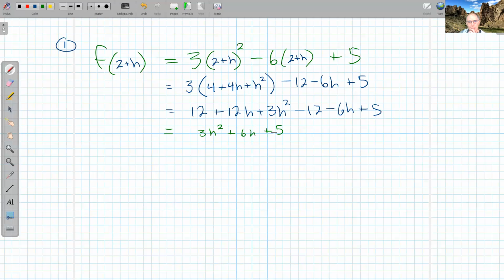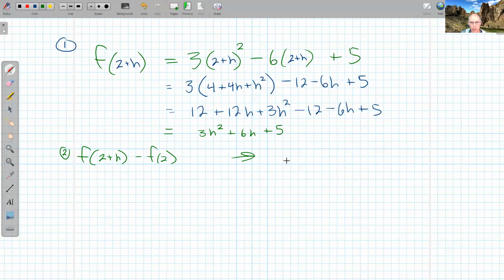So unless I made a mistake and you guys want to check my algebra on this, I get 3h squared plus 6h plus 5. Can anyone confirm that result? Evan got the same answer. Awesome, thank you, Evan. Okay, so either Evan and I have the same bad algebra or we have the same good algebra. So let's make believe it's good algebra. So second step is we subtract f of 2. So what is f of 2 here? So step 2, from that result, f of 2 plus h, we want to take away f of 2.